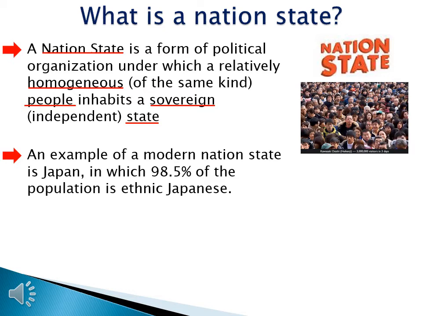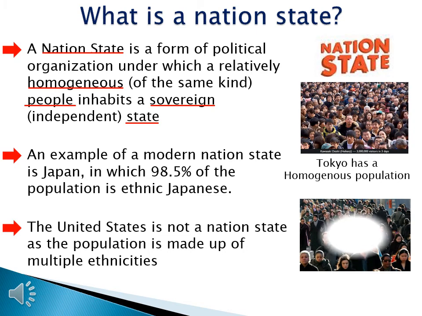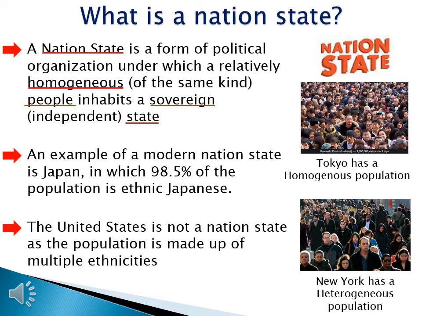Here's a picture of Tokyo. Tokyo has a homogeneous population. Everybody in that picture is probably Japanese. The United States is not a nation state, as the population is made up of multiple ethnicities. Here's a picture of New York. New York has a heterogeneous population. There are many different types of people in that picture. So we're going to talk about places that are nation states, and that is why these places will be ruled by monarchies. Go to the next slide.